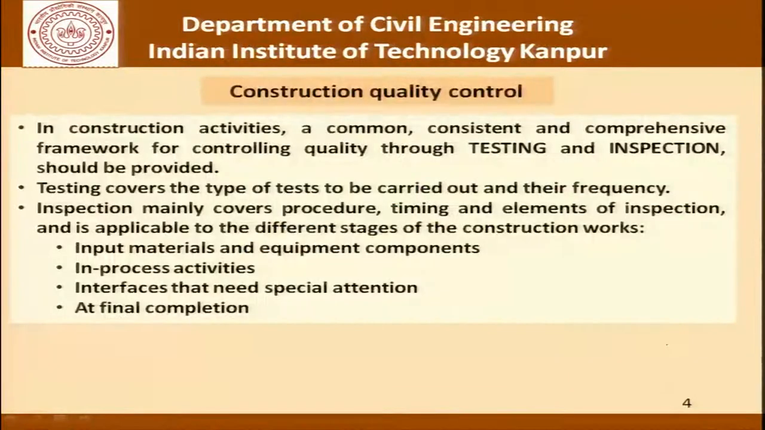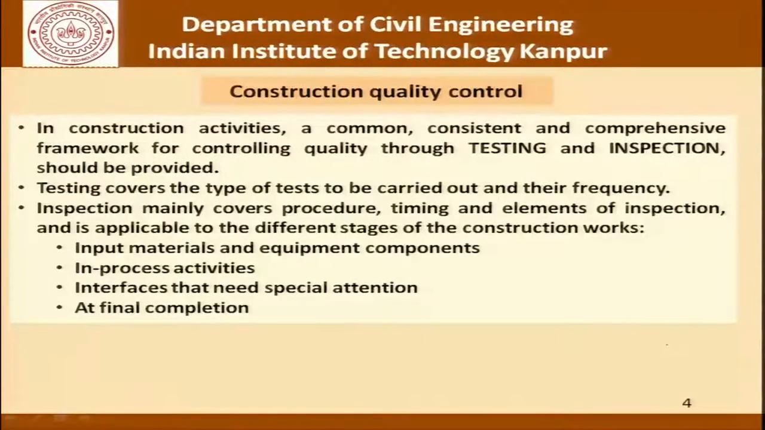As far as construction quality control is concerned, in construction activities, a common, consistent, and comprehensive framework for controlling quality through testing and inspection needs to be provided. The testing covers the types of tests to be carried out and their frequency. So, there has to be a very clear protocol on that. And inspection covers procedure, timing, and elements of inspection and is applicable to the different stages of the construction work. That is, input materials and equipment components, in-process activities, interfaces that need special attention, and final completion.